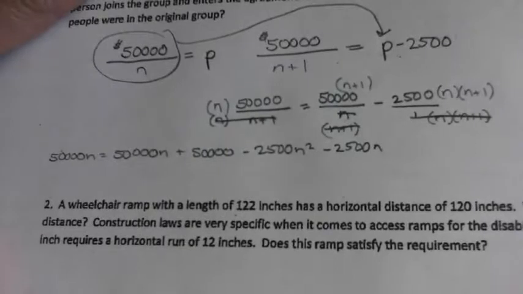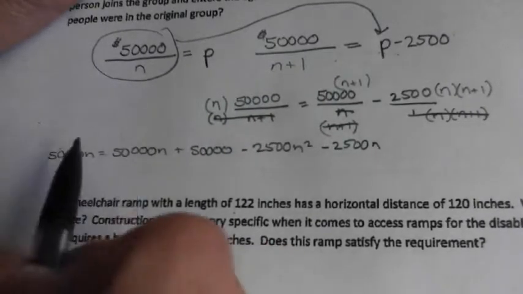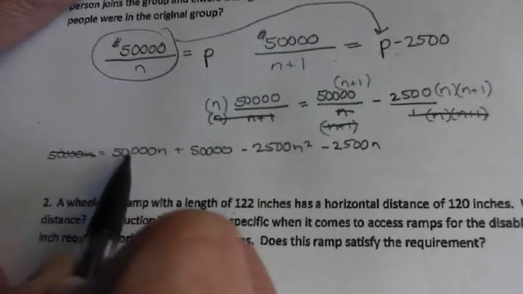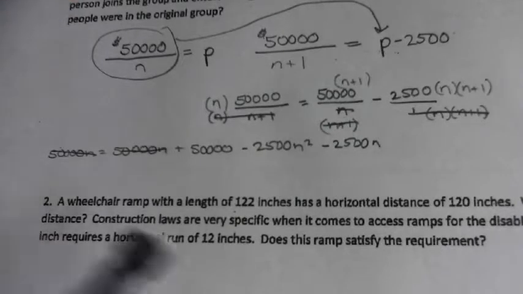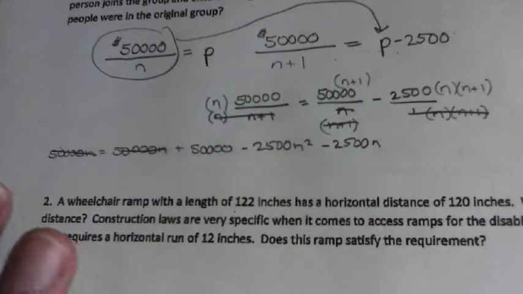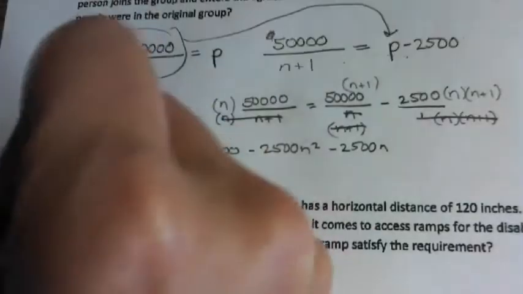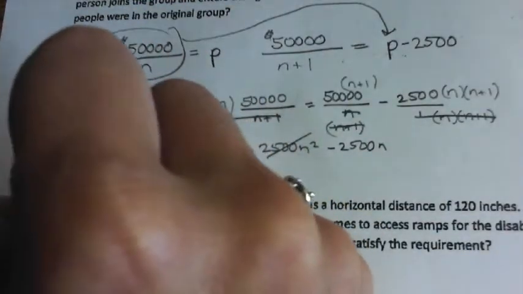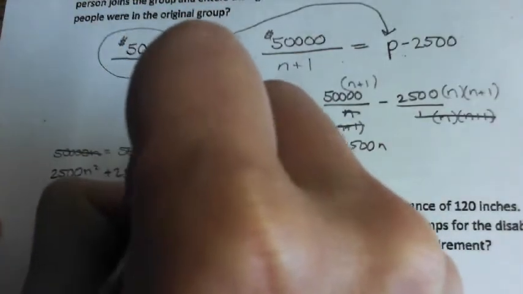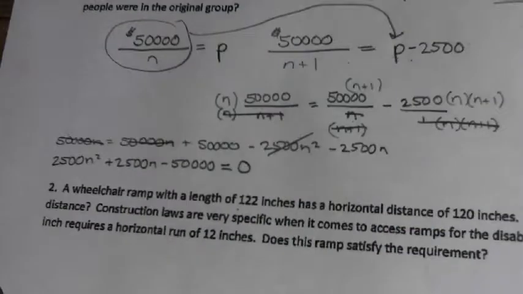So one of the first things I'm going to do is just cross out the 50,000N on the left, cross out the 50,000N on the right. And then really, I'm just left with a quadratic, aren't I? What I am going to do is I'm sort of going to add all these terms over to the left so that my N squared is positive. So that's going to be 2500N squared plus 2500N minus 50,000 equals 0. And I'm going to factor or use the quadratic formula. But I don't have a calculator.